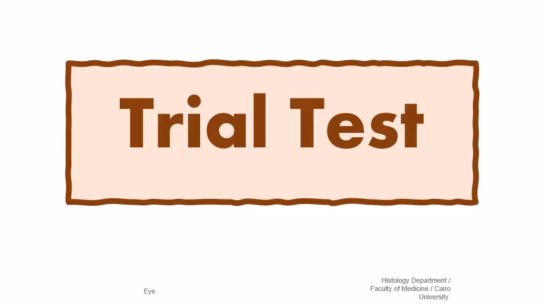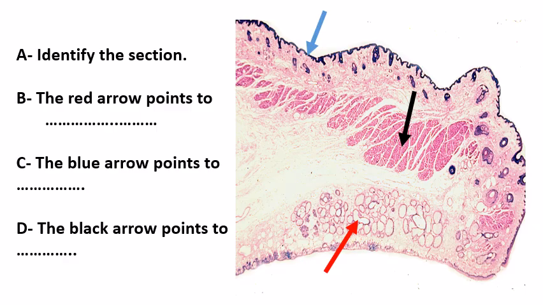Now we start the trial exam, dear students. Here, dear students, identify the section. It is the eyelid. Why? From one side skin, from the other side mucous membrane, between them the muscle and gland. Look here at the junction, or the margin, between the epithelium of the skin and the mucous membrane. I can see here a section of the hair follicle, which are the eyelashes, so it is eyelid.